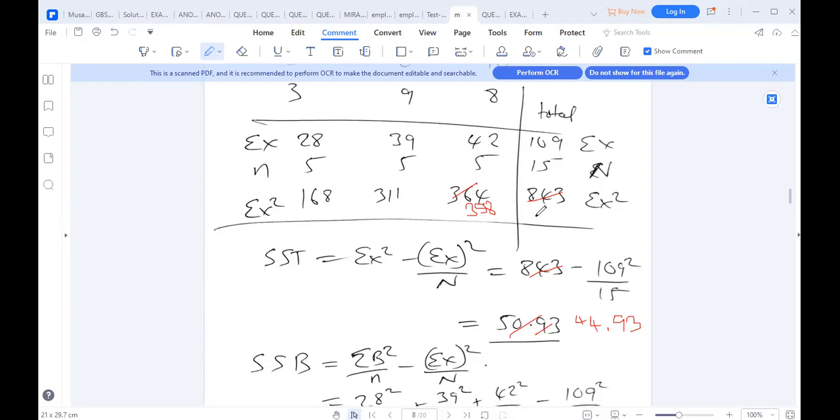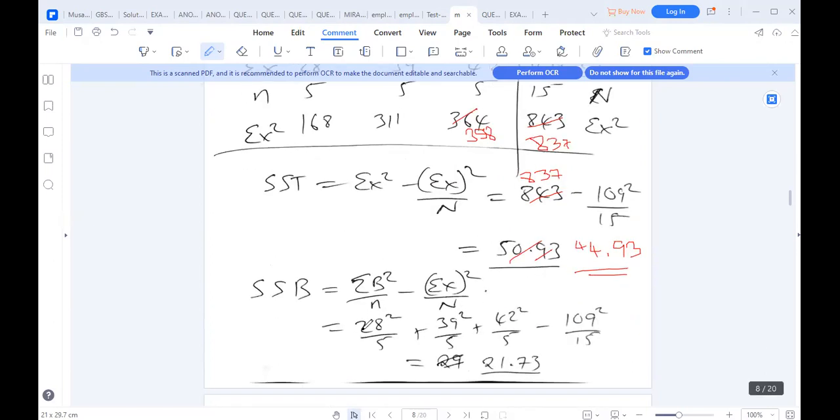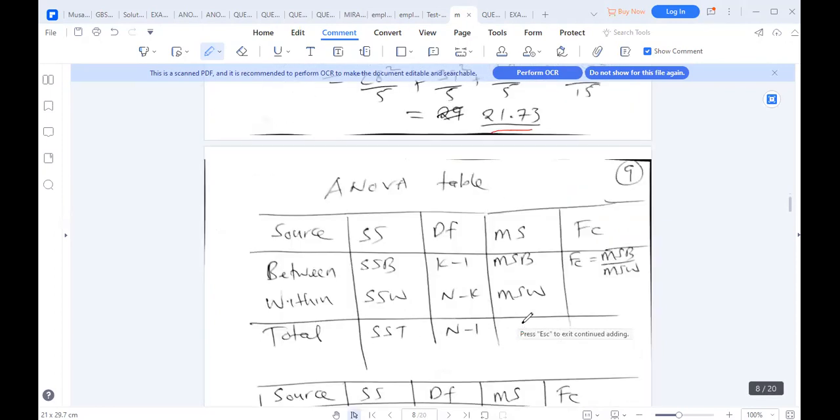What are you getting? 168, 311, 358. 887. Okay, so 887. When you subtract the correction term, 109 squared over 15, you're going to get 44.93. Similarly here, if you square each individual minus a correction term, you're going to get 21.73. Okay, then the ANOVA table is correct.